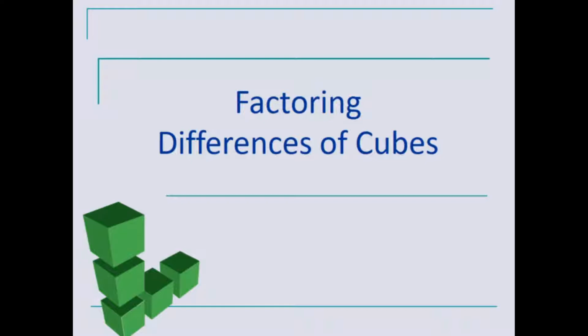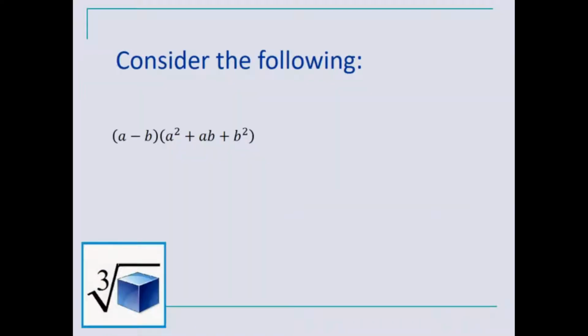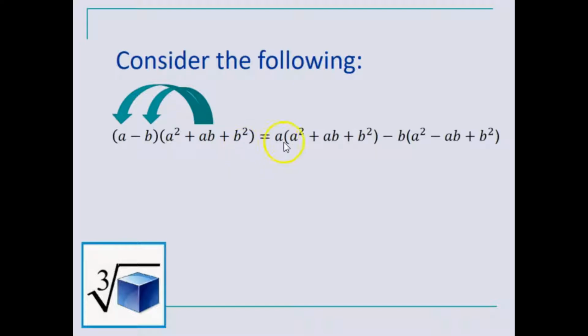Reversing the rules for special products provides us with shortcuts for factoring certain polynomials. And let's take a look at factoring differences of cubes. Consider the following binomial times this trinomial. We'll use distributive property to simplify, giving us the following, which again requires another use of distributive property.